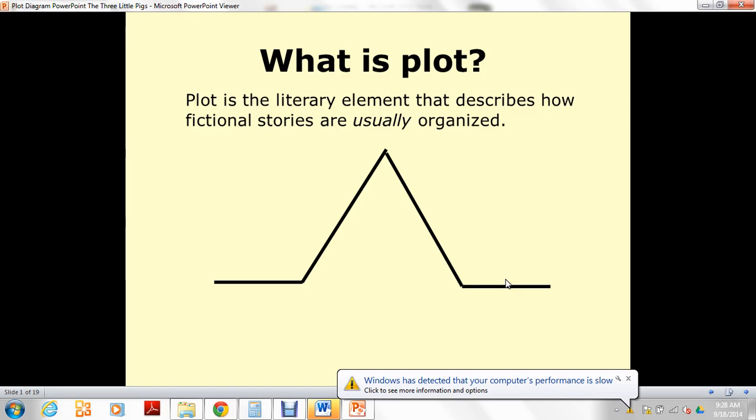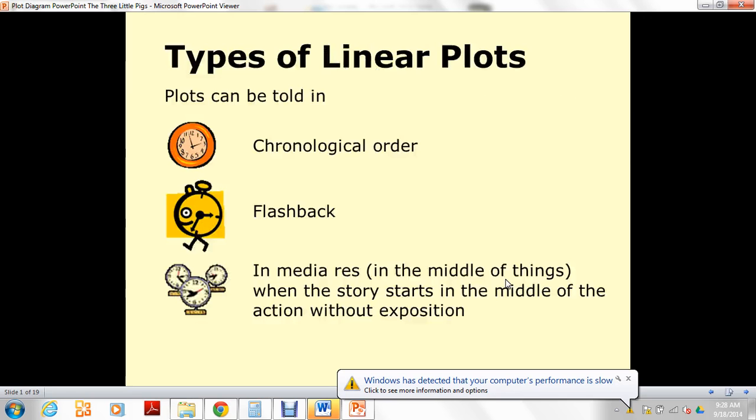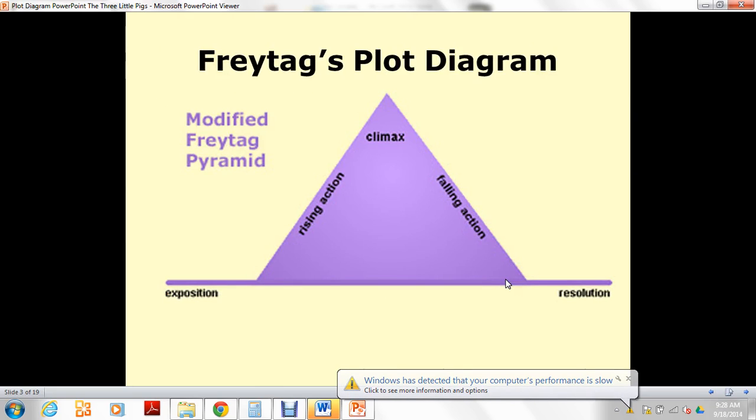Alright, so what is a plot? A plot is the literary element that describes how fictional stories are usually organized. To put that in a simpler term, a plot is how a story is organized. A plot has a beginning, middle, and end. You don't need to know that, so I'm going to keep moving on.